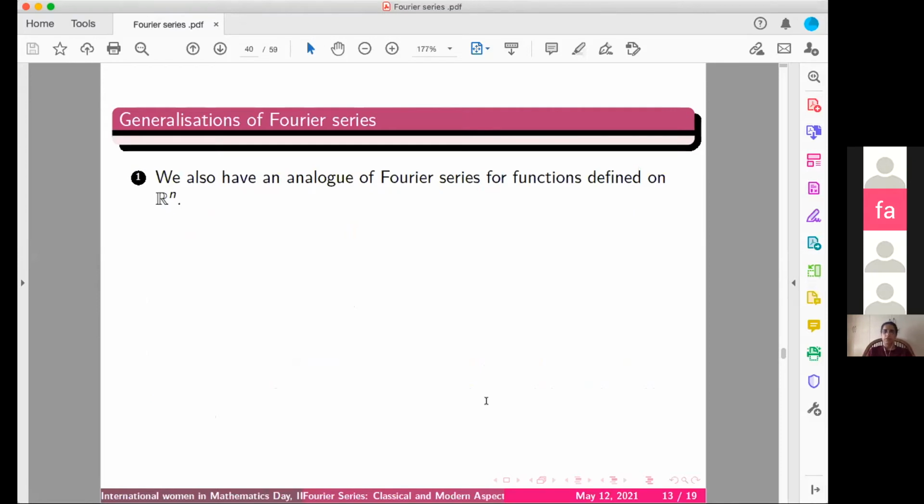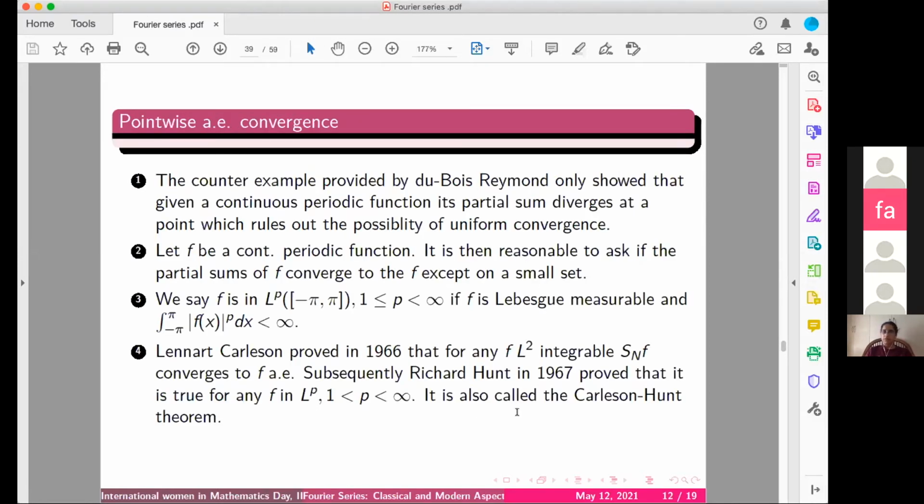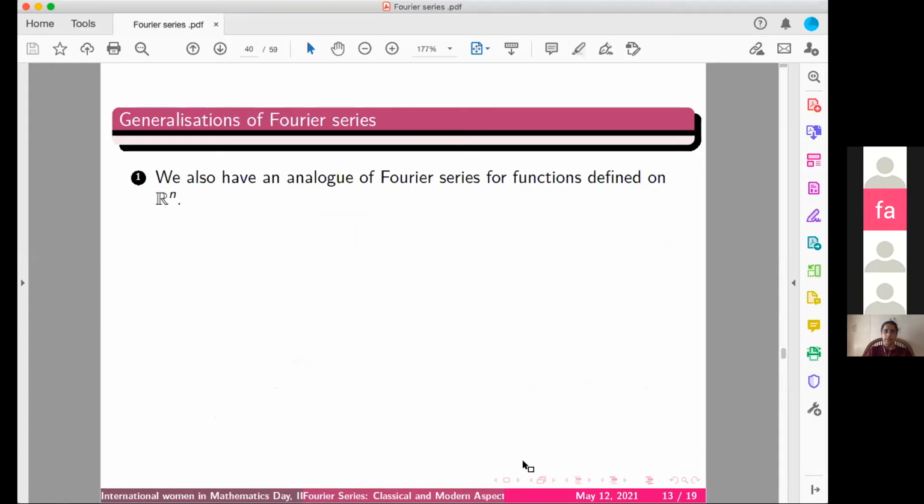Okay. So the Fourier series is somewhat settled, more or less, because we have all sorts of possible results in the average sense and in the pointwise sense. Okay, so now let us move to generalizations of Fourier series. We also have an analog of Fourier series for functions defined on Rn.